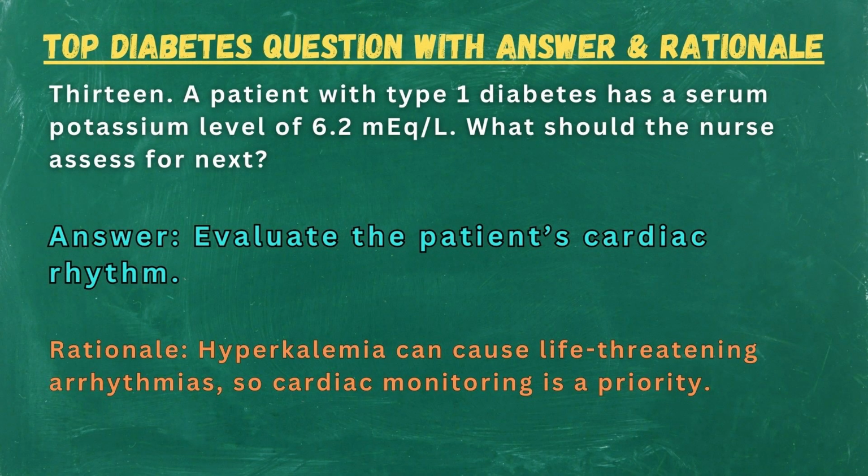13. A patient with type 1 diabetes has a serum potassium level of 6.2 milliequivalents per liter. What should the nurse assess for next? Answer. Evaluate the patient's cardiac rhythm. Rationale. Hyperkalemia can cause life-threatening arrhythmias, so cardiac monitoring is a priority.